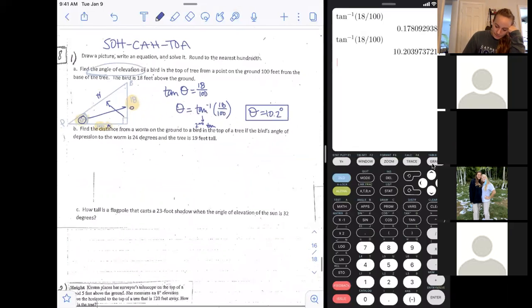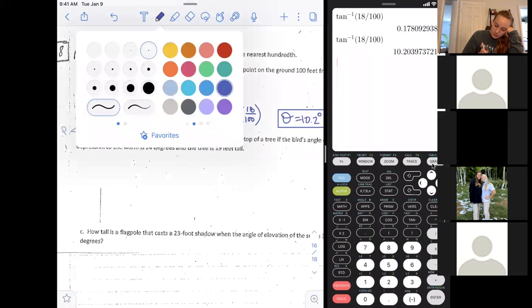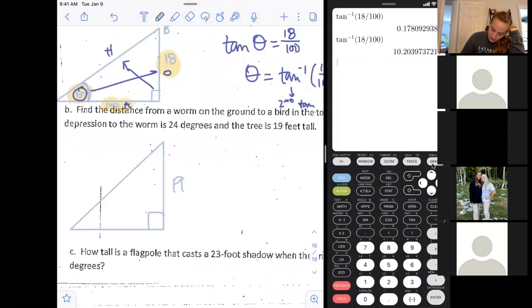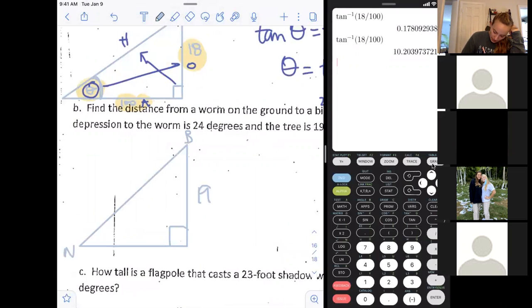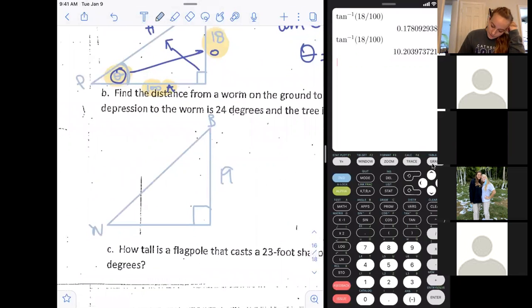All right, let's do another one. Find the distance from a worm on the ground to a bird in the top of the tree if the bird's angle of depression to the worm is 24 degrees and the tree is 19 feet tall. Okay, let's draw a picture. When in doubt, draw your picture. 19 feet tall. The bird is at the top of the tree. The worm is on the ground. And we know that the angle of depression from the bird to the worm is 24 degrees.